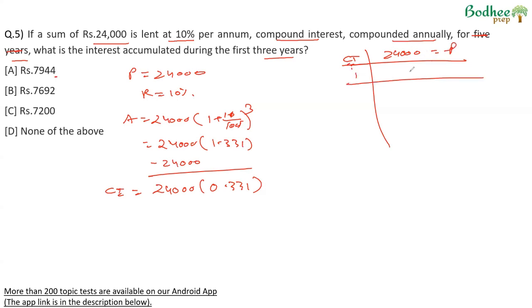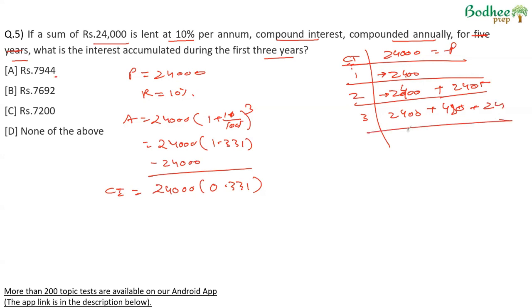In the first year, 10% of this will be 2,400. In the second year, 2,400 on the principal plus 240 on first year's interest. In the third year, 2,400 on the principal plus 240 on the first year's interest, 240 on the second year's interest, therefore 480, plus 24 rupees on this. 1 by 10 is removing the last zero. And therefore overall interest will be 7,200 plus 720 plus 24, which means 7,944. Option A becomes the answer.